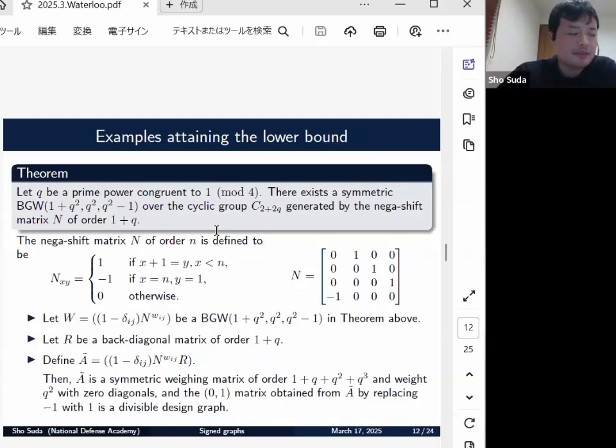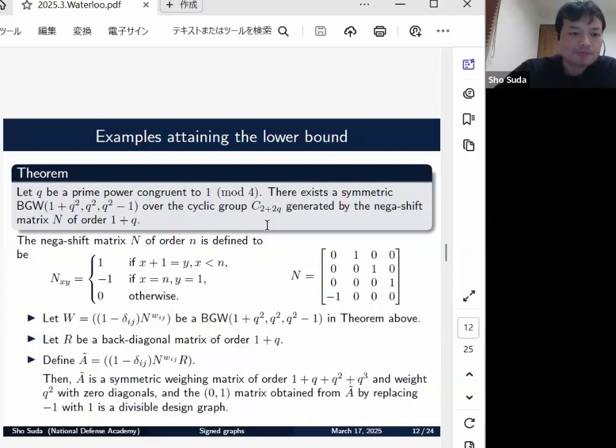There are so many works on BGWs, mainly on construction of BGWs, for example using finite fields. This theory is known: for any prime power q which is congruent to 1 modulo 4, there exists a symmetric BGW with parameter set (1+q, q, q-1) over the cyclic group of order 2.